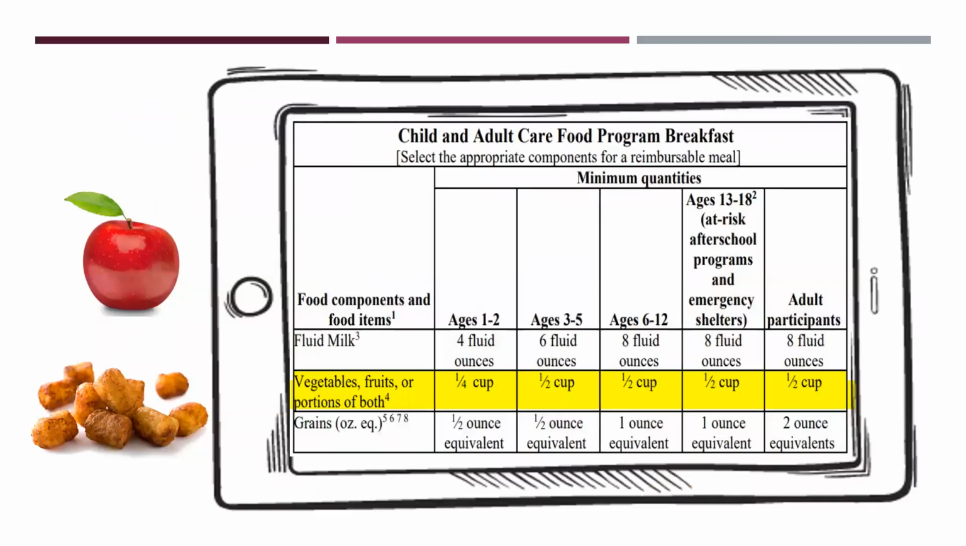The next food component in the breakfast meal pattern is vegetables, fruit, or portions of both. This is the only time where the vegetable and fruit component is combined in the meal pattern. Oftentimes, fruit seems to be the natural food item at breakfast, but know that you are able to offer some vegetables if you like. Ages 1 to 2 must be offered a minimum of 1/4 of a cup. The rest of the age groups must all be offered a minimum of 1/2 a cup.